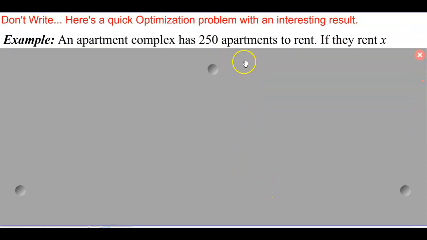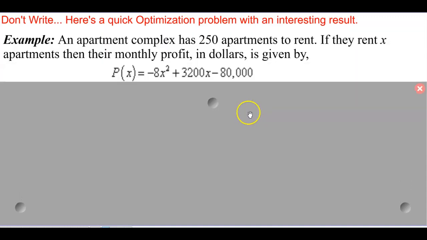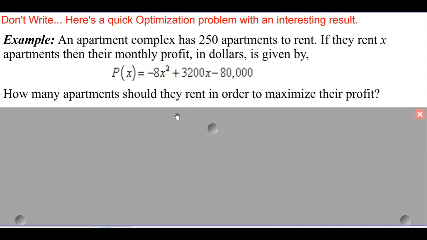Alright, let's take a look at a quick example here. You don't have to write this one down at all, it's just to get your mind thinking. Here's the scenario. An apartment complex has 250 apartments to rent. If they rent x number of apartments, their monthly profit, given in dollars, is the function P(x). So here's the function for the monthly profit. How many apartments should they rent in order to maximize their profit?